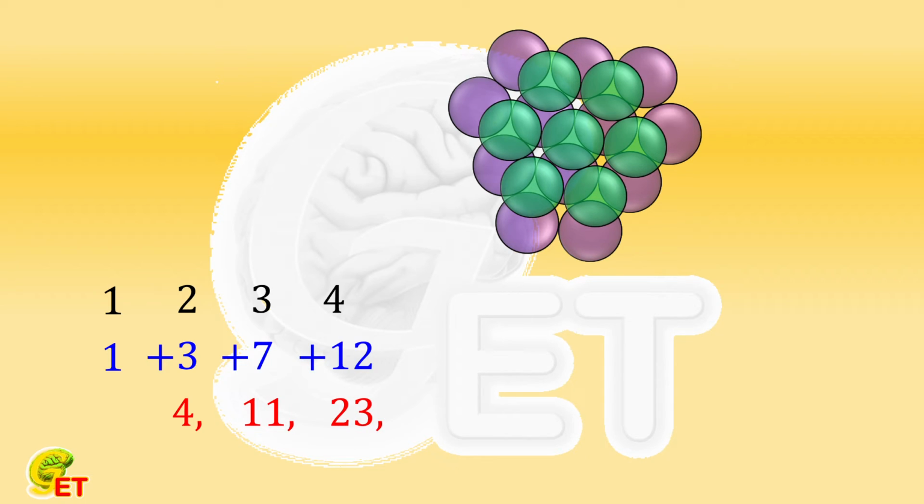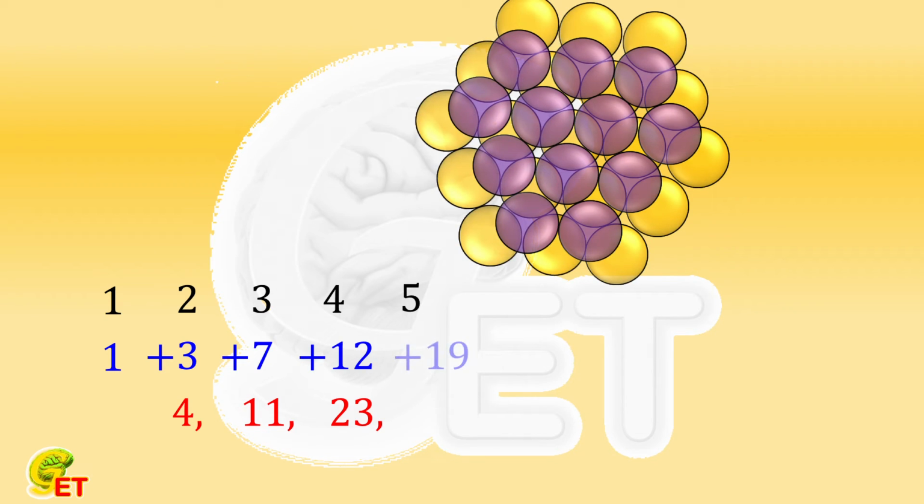The center of the 5th layer is the same as the 3rd layer. There are 12 balls around, and 19 in total. So 42 balls in the 5-layer tower.